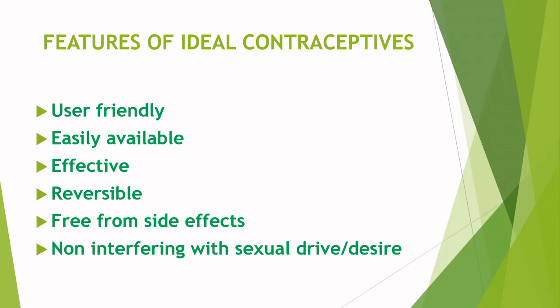Now, if we look at the features of an ideal contraceptive, it has to be user friendly. That means it has to be used very easily. It can be used by the user without need of any medical help, and it should be easily available and cost effective. It has to be effective. So when one uses it, it should prevent pregnancy.